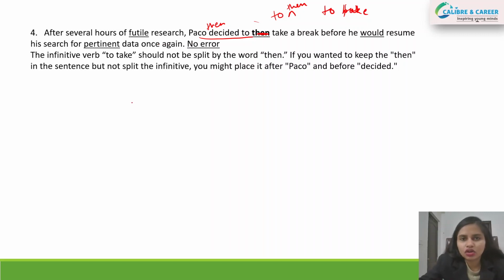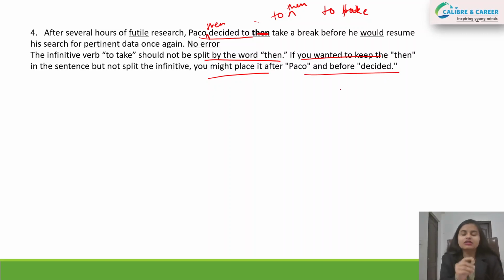The infinitive that we talked about in our non-finite verbs, if you remember, the infinitive talks in the sense with "to." That is, with "to," your first form of the verb should come, and there should not be anything between "to" and the verb. Alright, so it should not be split by "then." If you wanted to keep "then" in the sentence, then you can write it here: "Paco then decided to take." That will be your correct sentence. But you cannot split the infinitive. Alright, you might place it after Paco and before decided. So this will be correct.